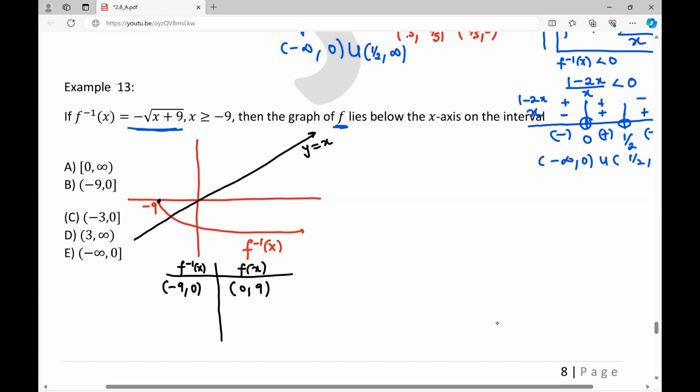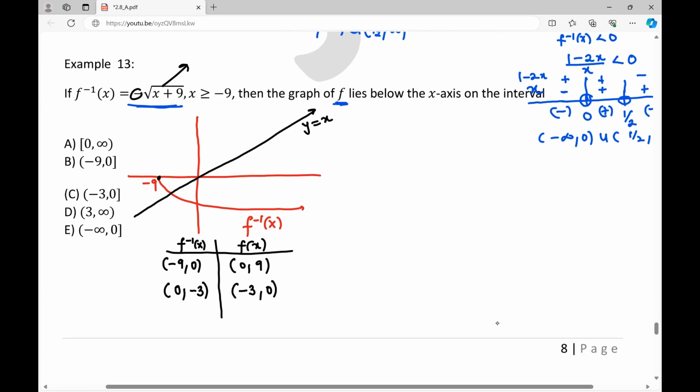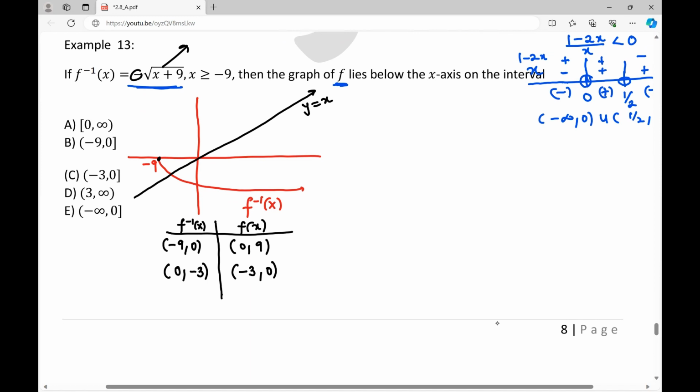So what other good one can we take? You can take 0, right? If x is equal to 0 here, what do you have? You have minus root 9, so it's going to be minus 3. Now, how do I have 0 and minus 3? I put x equals 0 here, but because of this minus here, it's going to be minus root 9, which will become minus 3 and 0.